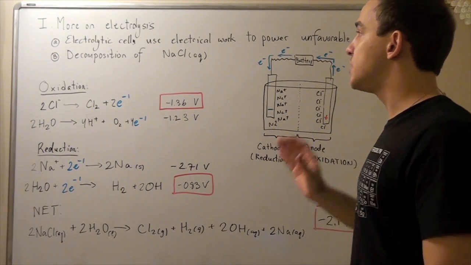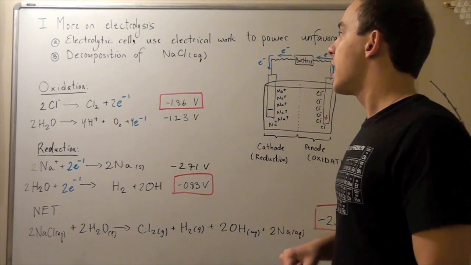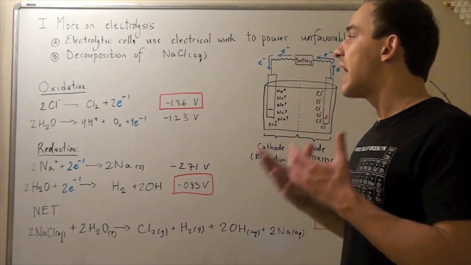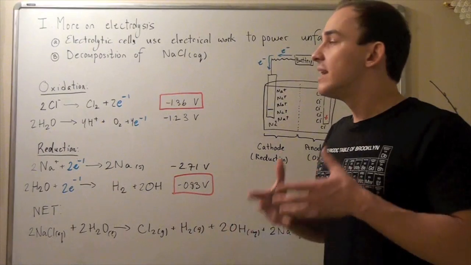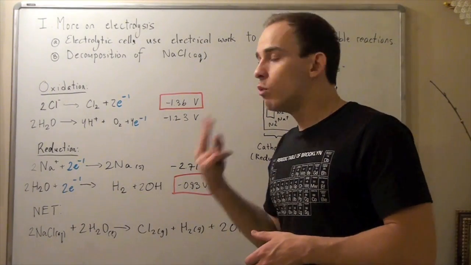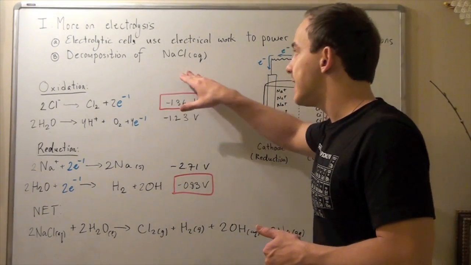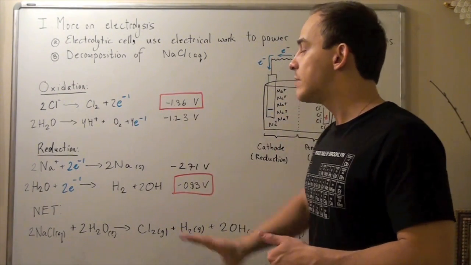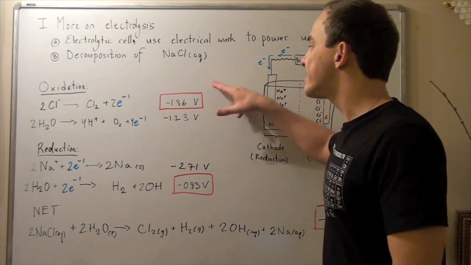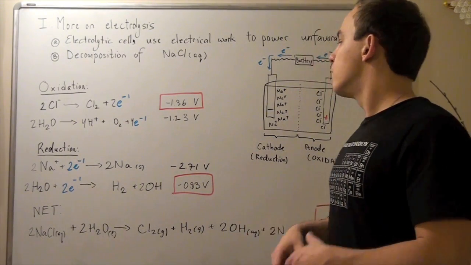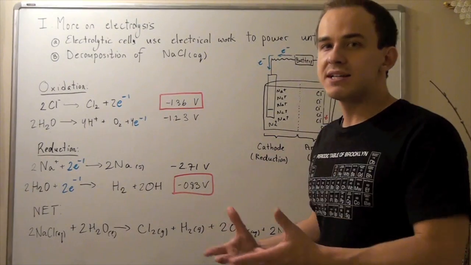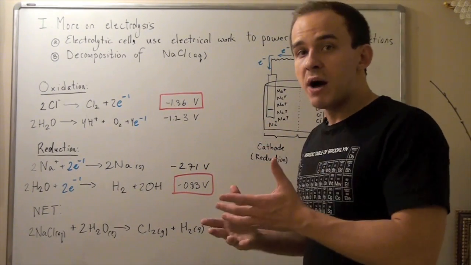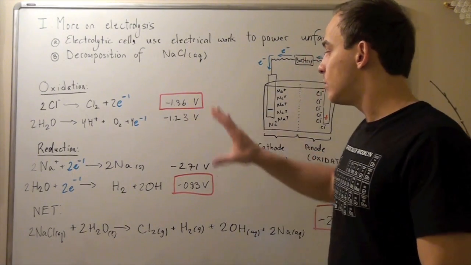So that's the difference between molten sodium chloride and aqueous sodium chloride. In molten sodium chloride, the solvent wasn't present, water wasn't present, and so there was only one oxidation and one reduction reaction. In aqueous sodium chloride, there are 2 possibilities for oxidation and reduction, and you have to look at their cell voltages to choose. For reduction, you choose the one that's more positive or less negative. For oxidation, you choose the one that's less positive or more negative. That's exactly what we did here.